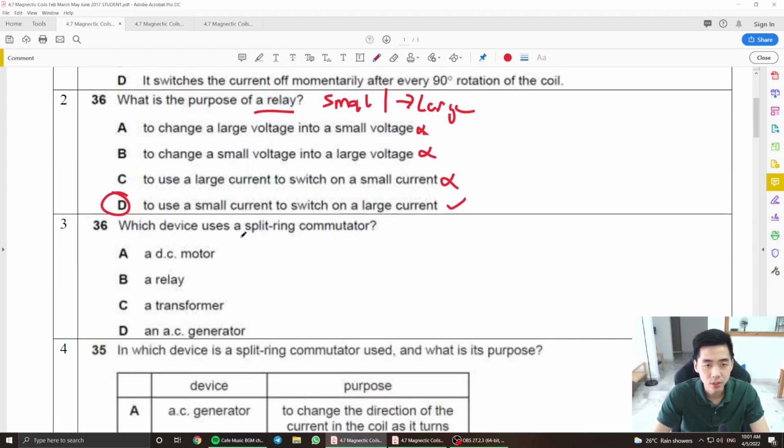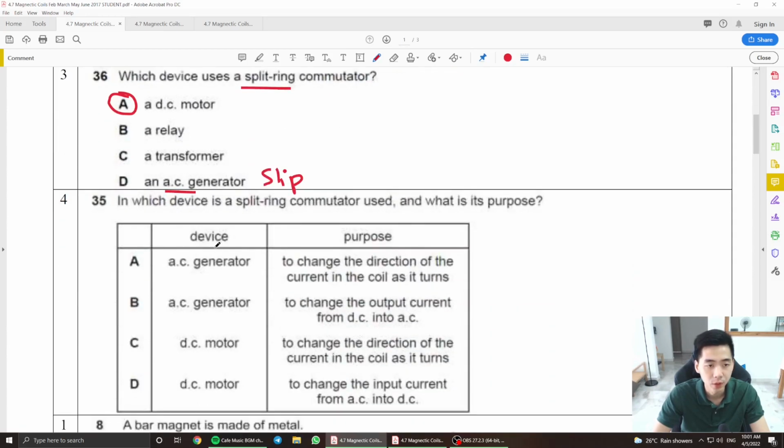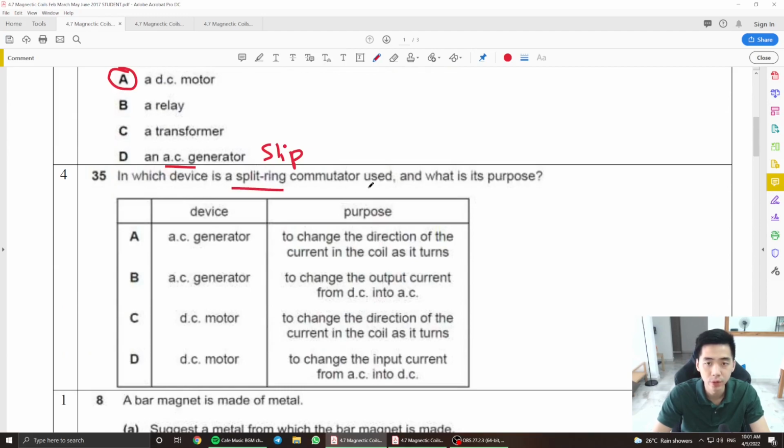Which device uses a split ring commutator? A DC motor definitely uses a split ring commutator. AC motors use slip rings, yeah guys. In which device is a split ring commutator used? Obviously it's going to be a DC motor, to change the direction of current in the coil as it turns. No other logical answer here. So C is the definite answer here.